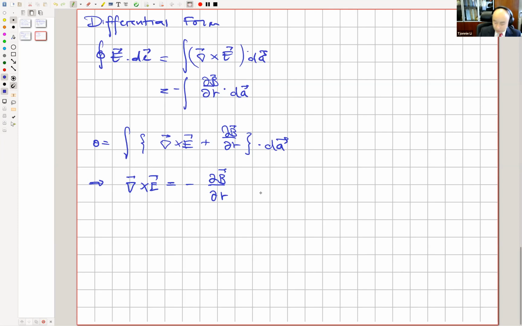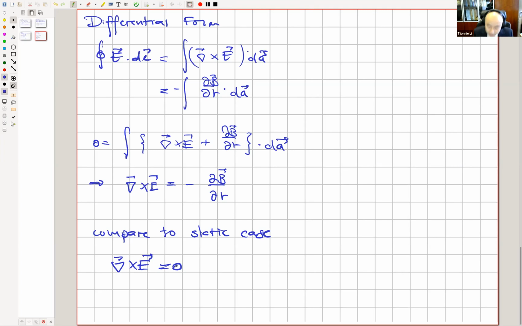Compare this to the static case, in which we had that the curl of E equals 0. This makes sense, right? When we talk about the static case, d by dt equals 0, and so we end up exchanging the relationship, where the curl of E equals 0, for now saying the curl of E has some time-dependent component.